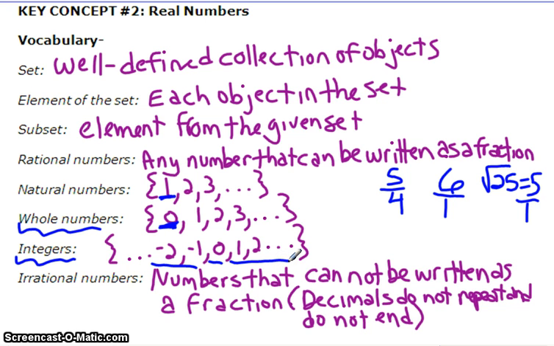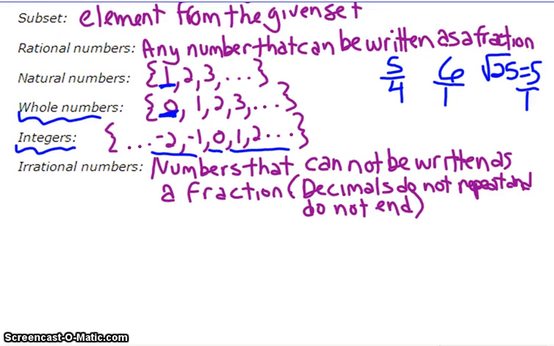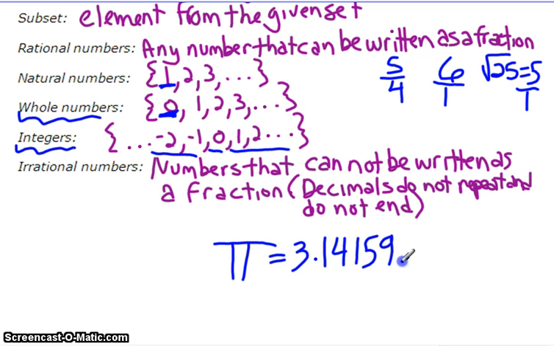Irrational numbers are the opposite of rational numbers. They cannot be written as a fraction. If it's in decimal form, irrational numbers do not repeat, so you won't be able to find a pattern, and they do not end. So for example, pi would be irrational because it's 3.14159 and it keeps going on, right? It never stops and there's never a pattern.